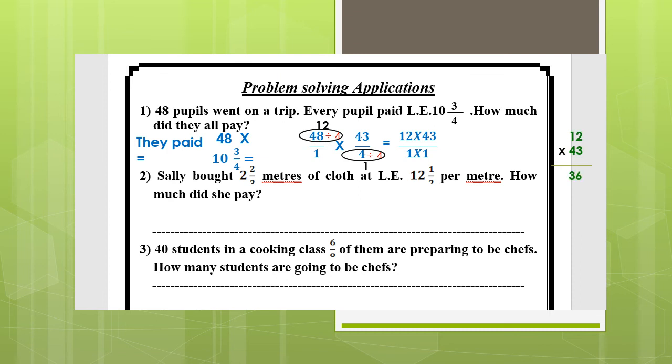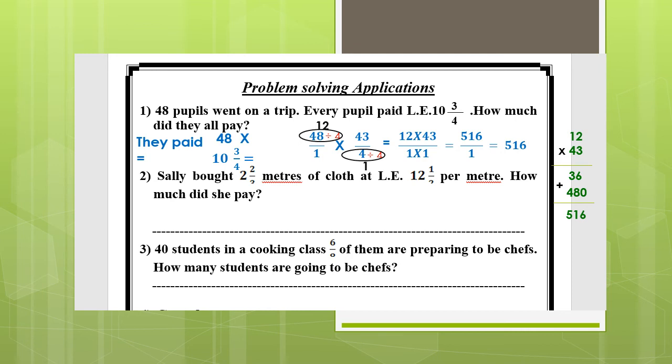Take it roughly. 3 times 12. 3 times 2, which is 6. 3 times 1, which is 3. My blocking 0. 4 times 2, which is 8. 4 times 1, which is 4. Addition, the final answer is going to be 516. So the total paid 516 pounds.